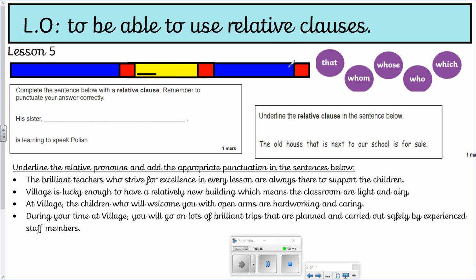This here is our success criteria. The blue represents our main clause, and we know that when we use relative clauses, we cut our main clause in half. Okay, we split it in half. And what we do is we use pieces of punctuation to sort of insert a little bit of added information. That information is about a noun, okay? So here there will be a noun, and we are writing information about the noun, okay?